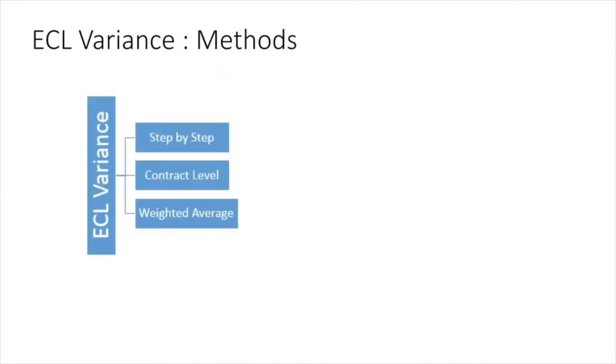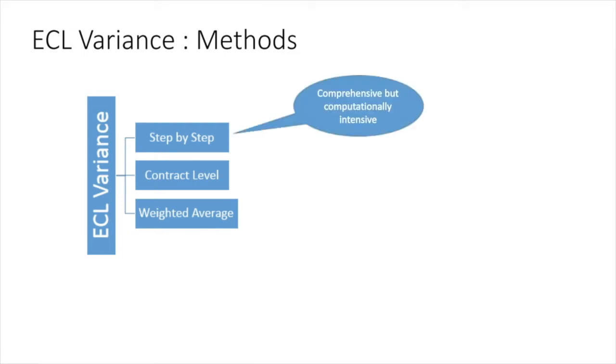So ECL variance methods can be classified or determined in different ways. There is the step-by-step method, the contract level method, and a weighted average method. The step-by-step method is the most comprehensive, but it's also computationally the most intensive because it requires us to change one risk factor at a time and calculate the ECL and attribute the ECL variance to that risk factor. But then we need to do this over and over again for every risk factor. So this is the gold standard, but like I said, very computationally intensive.